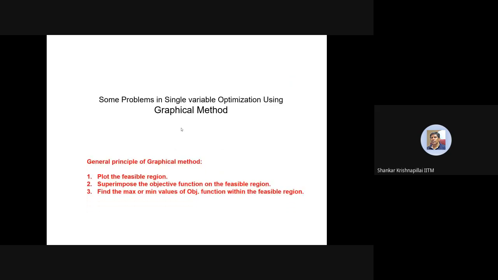So what is the basic method of the graphical method? Plot the feasible region. Then you superimpose the objective function as it passes through the feasible region, and you can find the maximum or minimum values of the objective function within the feasible region. So it is just a direct method.